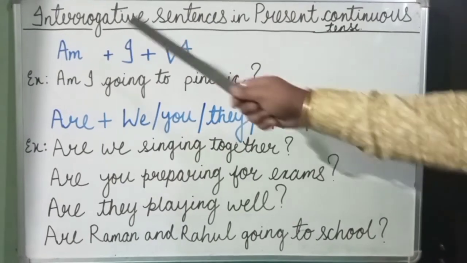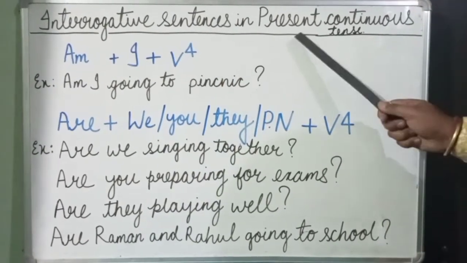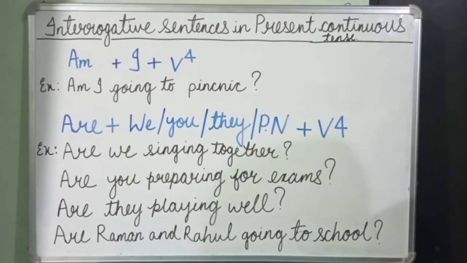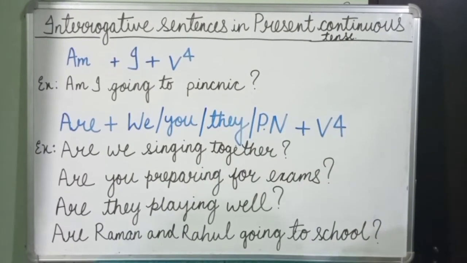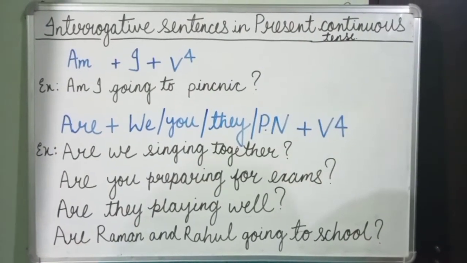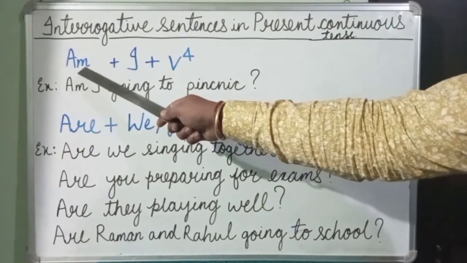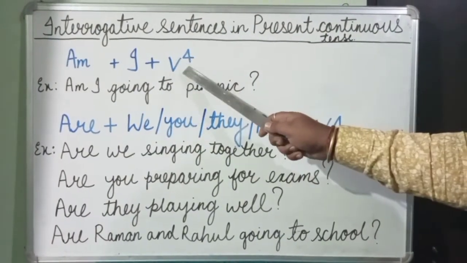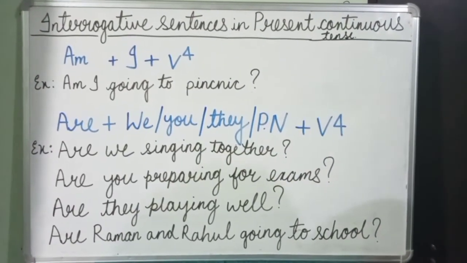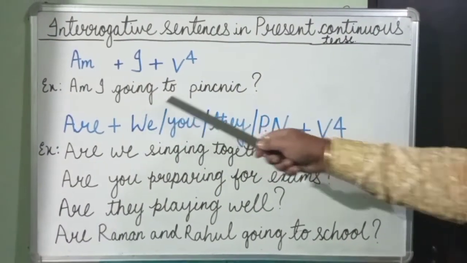Now let us see, children, how to make interrogative sentences in present continuous tense. Now for making interrogative sentences in present continuous tense, here also we have to follow some very simple rules. For first person singular, that is I, we have to add am in the beginning and the fourth form of verb after I. For example, am I going to picnic?